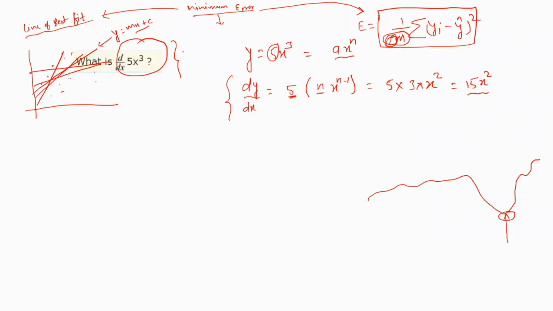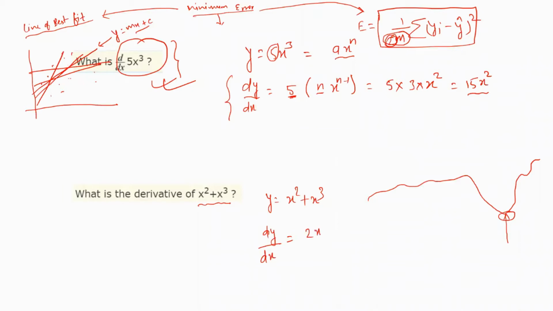Okay. Now, this one is one of the functions, differentiation. What is the differentiation of this guy? Given y equals to x square plus x cube, what will be the dy by dx, guys? Any idea? 2x plus 3x square, right? We are applying the same formula.